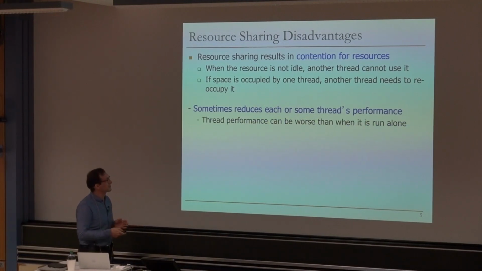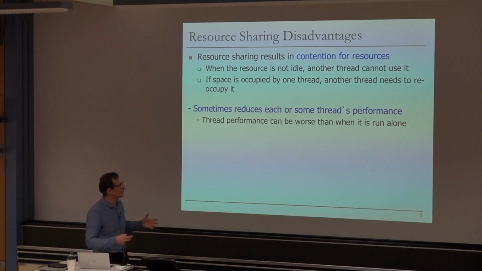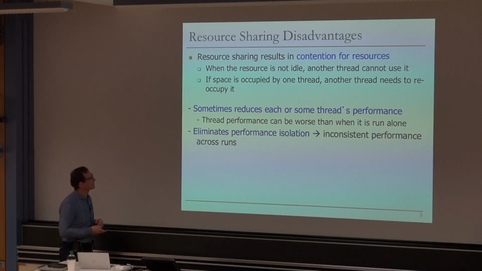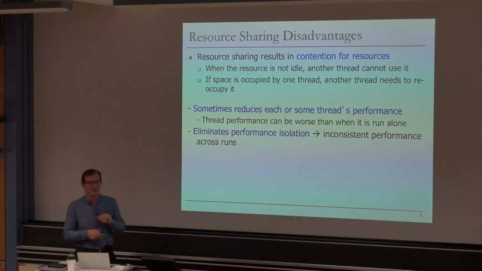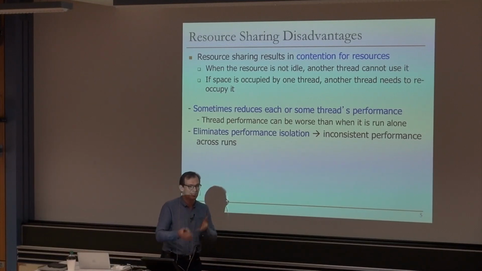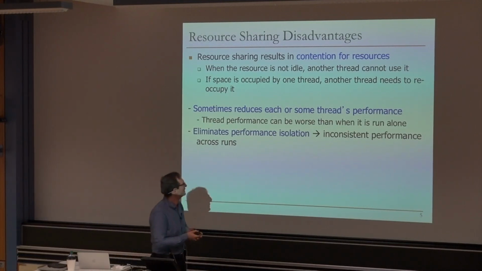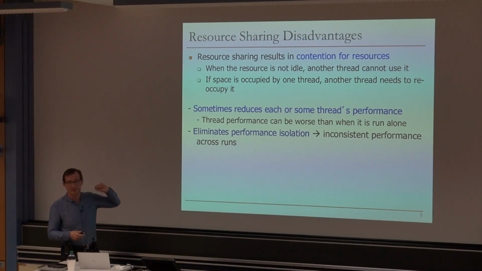And basically, thread performance can be worse than when it's run alone. And all of the system's performance can be worse than when you compare this to executing threads one by one. It doesn't happen often, but it could happen. So also, resource sharing eliminates performance isolation, meaning that because you don't have a dedicated resource for each hardware context, these contexts have different performance when they run together with different applications. You get inconsistent performance across runs. And we will see examples of this.